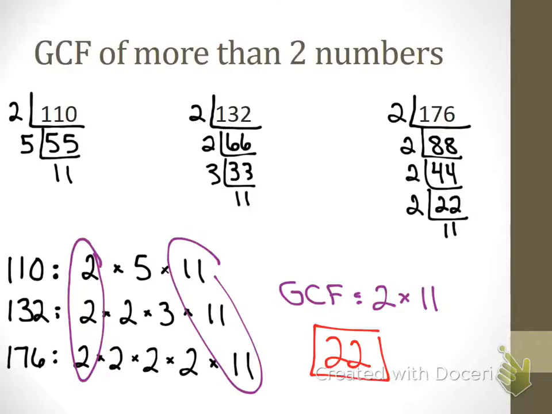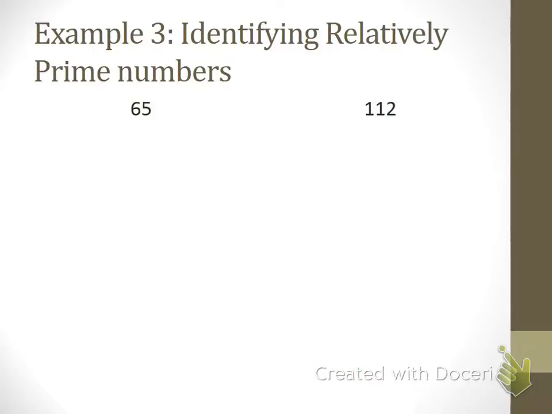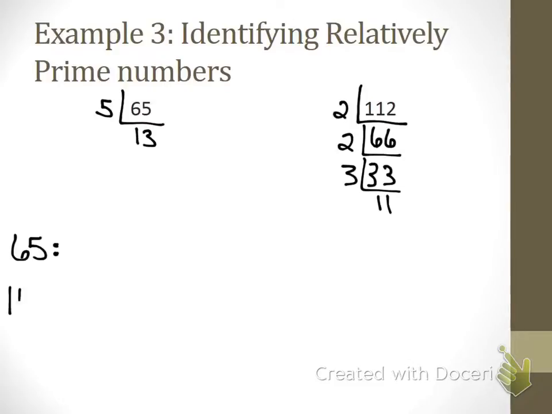All right, so now one more set of numbers. I'm going to do the prime factorization of 65 and 112. Give you just a minute to do that. These aren't very long. Okay, I want you to do the prime factorization of 65 and 12. And then list out the prime factors again. All right, so now I'm going to do the prime factorization and list my prime factors.